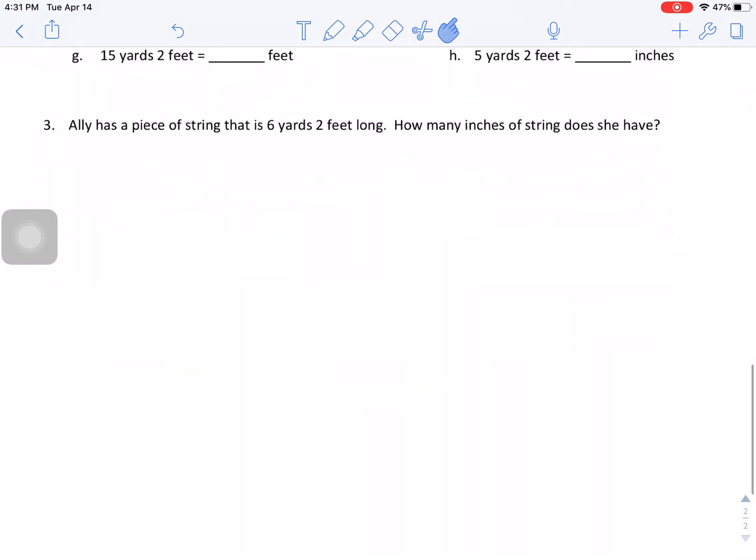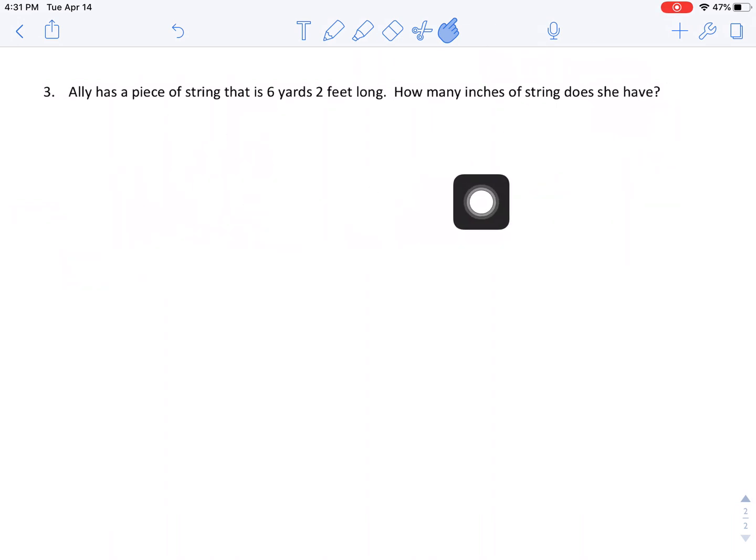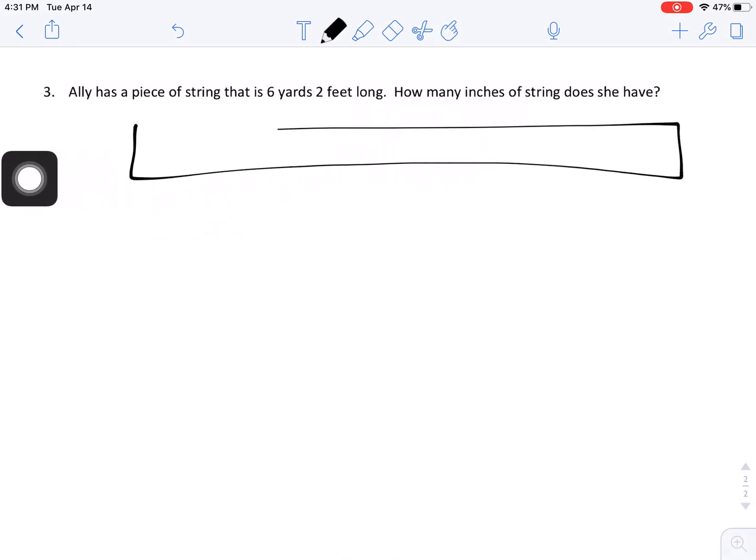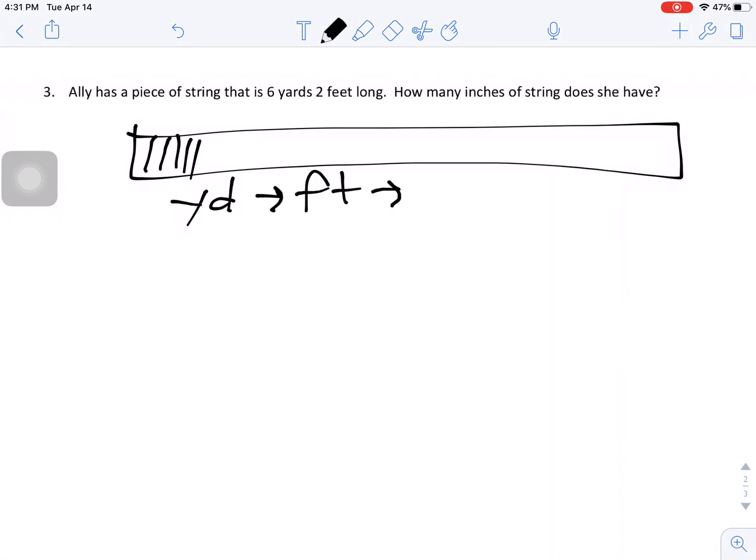You're also going to get word problems, and this one is an example. It says Allie has a piece of string that is 6 yards 2 feet long. How many inches of string does she have? So again, I'm going from yards to inches. So I'm going to go from a long yardstick to teeny tiny inches, which means I have to go from the yardstick to the feet, and that'll make it easier to get inches. So it's going to be a multi-step word problem.